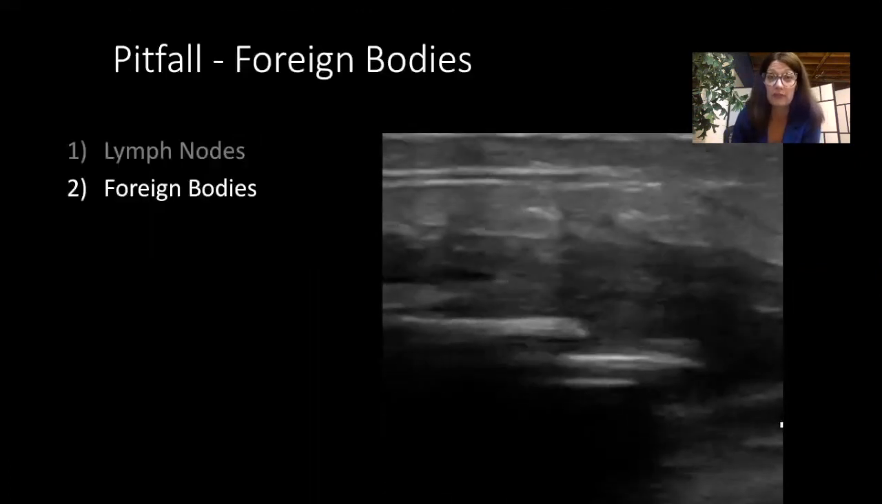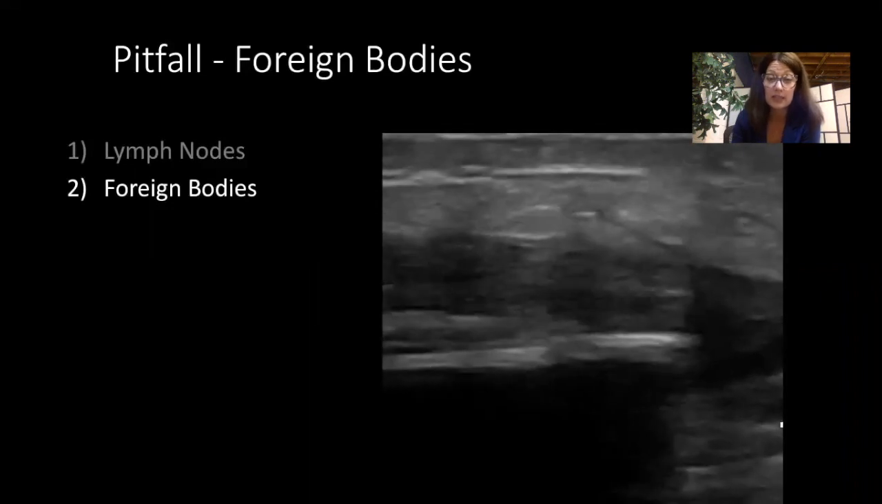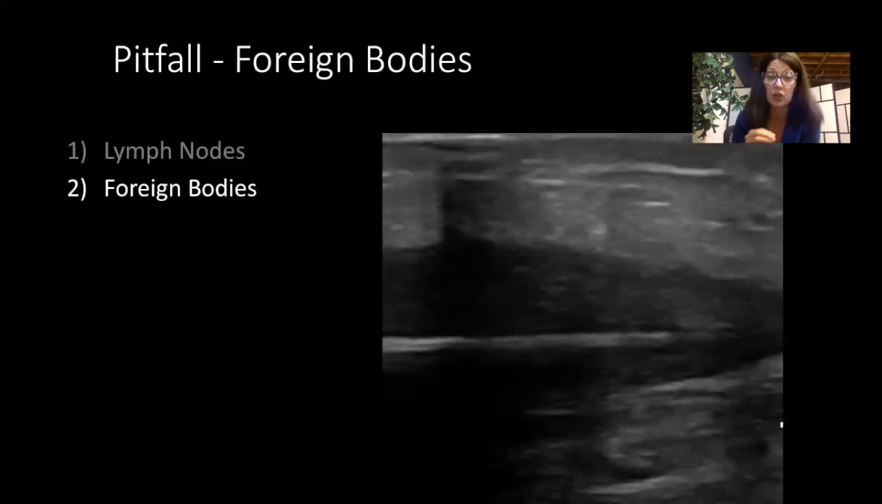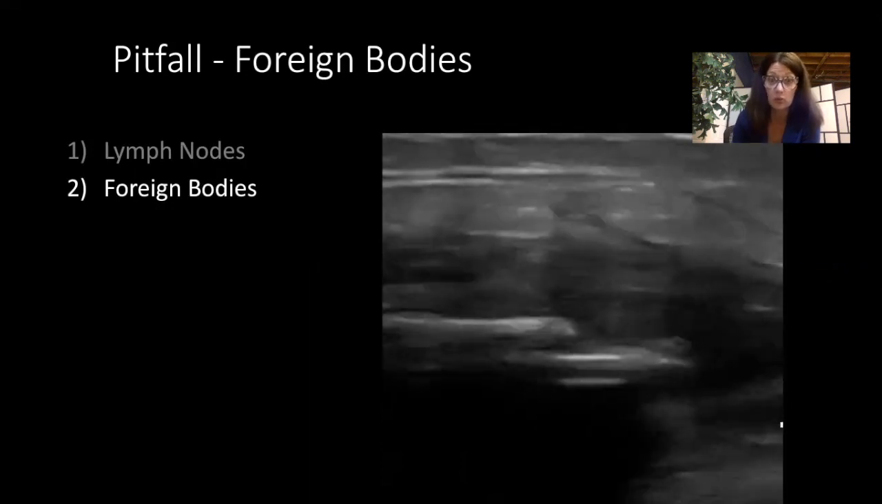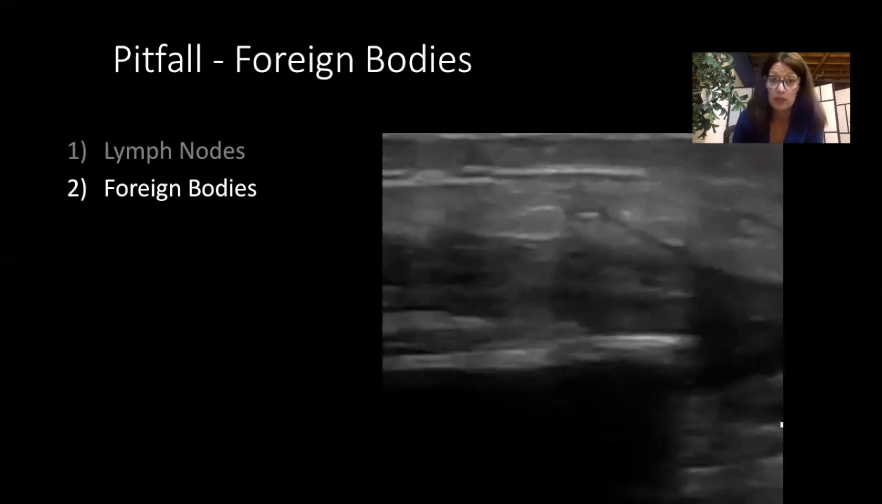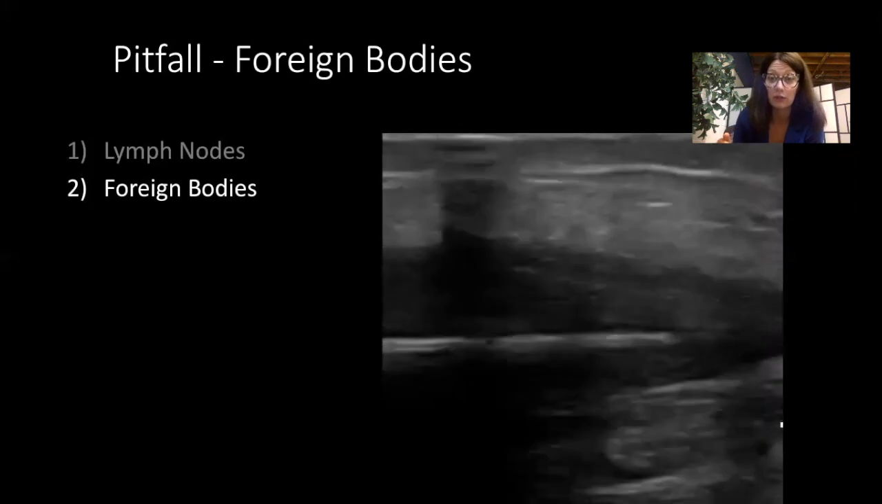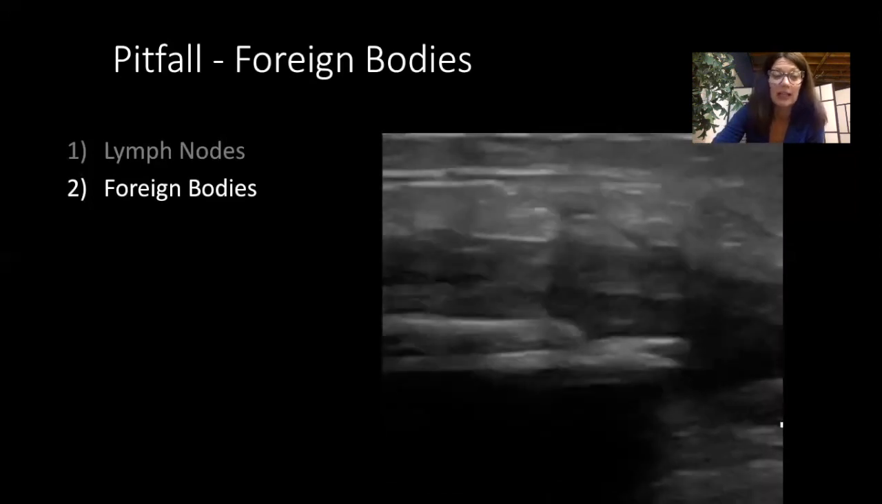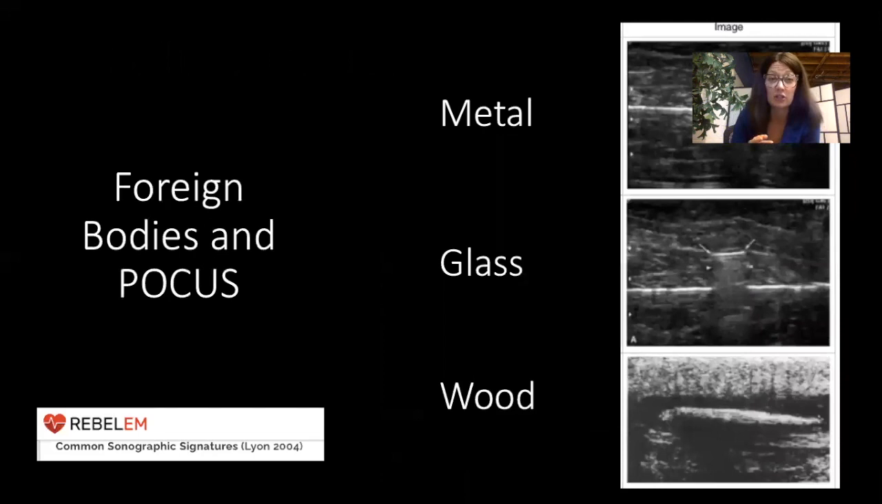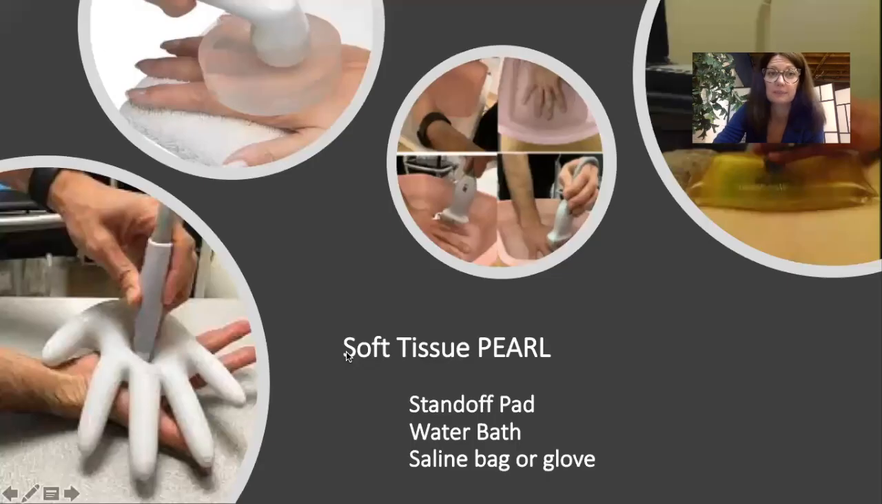Another pitfall can be failure to recognize a foreign body. So this was a case of an autistic boy with a recurrent buttock abscess that failed multiple courses of antibiotics. Finally, a POCUS was done showing this linear foreign body that was actually a pencil. Interestingly, there are different signatures on ultrasound for different types of foreign bodies. So with metal, you can see some vertical artifacts like comet tails. With glass, you can sometimes see horizontal A-line-like artifacts. And with wood, you basically just see an acoustic shadow without those other artifacts.